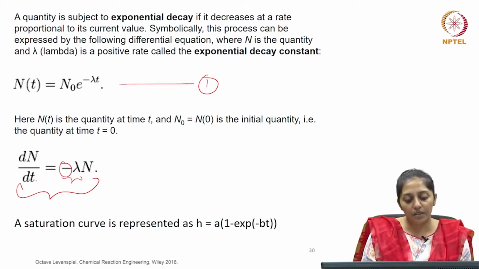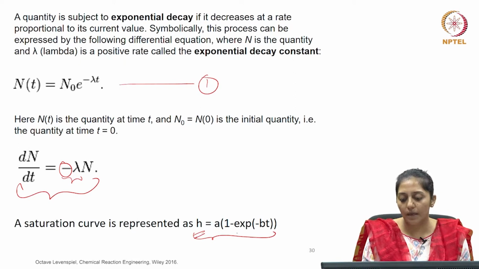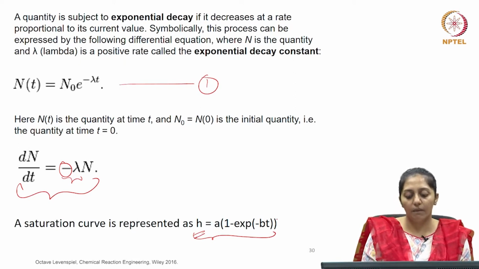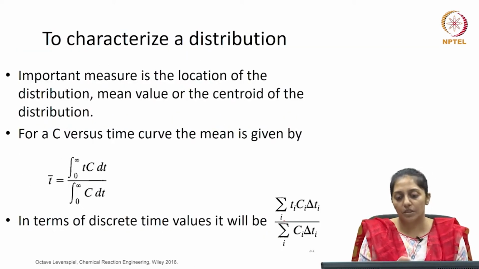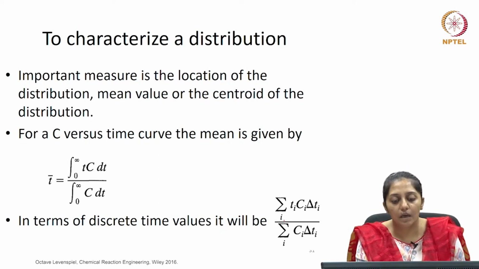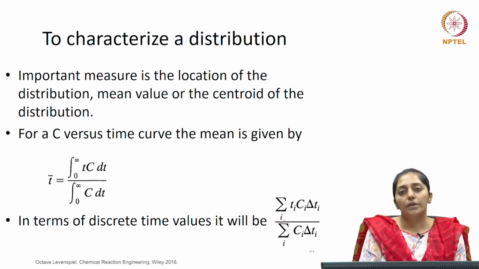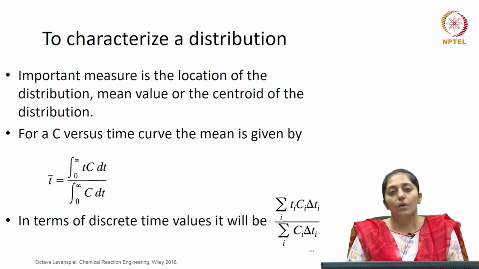And a saturation curve is represented mathematically as shown here: H equals A times (1 minus e to the power of minus bt). A and B are constants, and this is an exponential function with respect to time. So, that is a saturation curve.